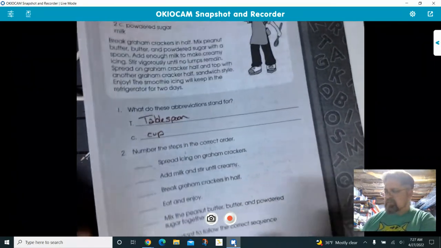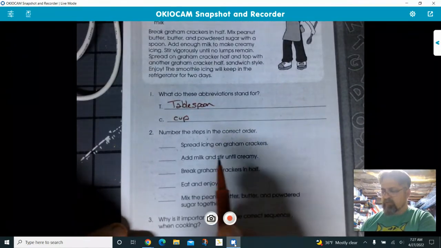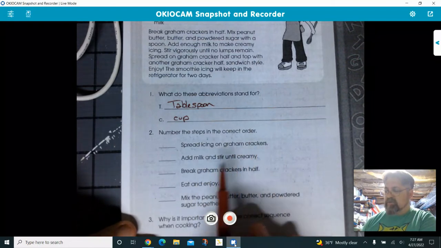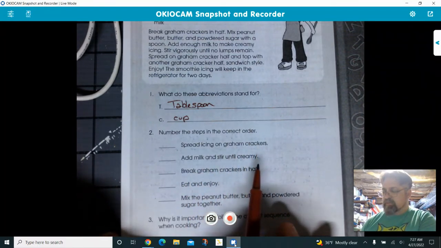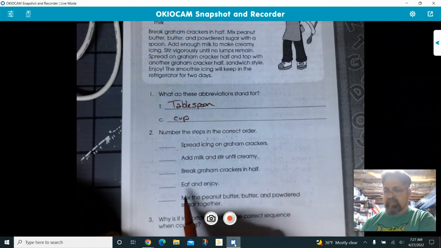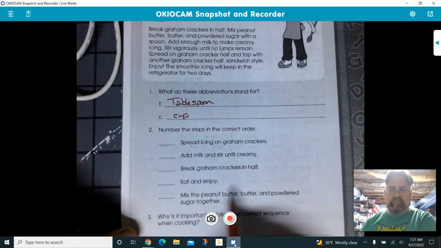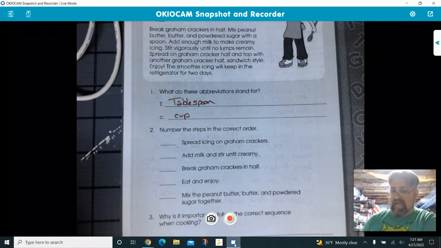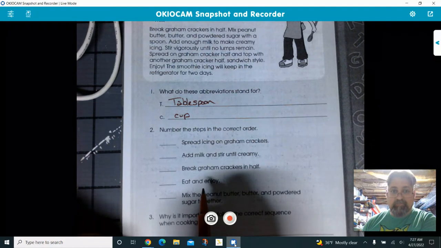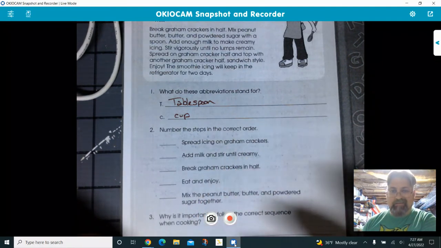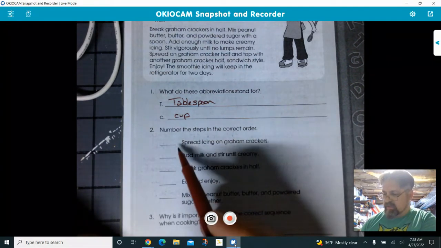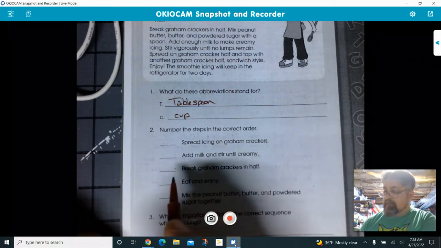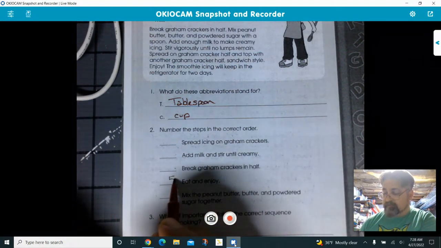So let's go put these steps in the right order. What's our first step? We had spread the icing on the graham crackers, add the milk and stir until creamy, break the graham crackers in half, eat and enjoy, and mix the peanut butter and powdered sugar together. Okay, before we even start, I can tell you right now what's going to be my last one. Eat and enjoy is going to be the last one, right? Because you can't eat before you make it, right? So we got 1, 2, 3, 4, 5 of these. I'm going to go ahead and put my number 5 here for eat and enjoy.